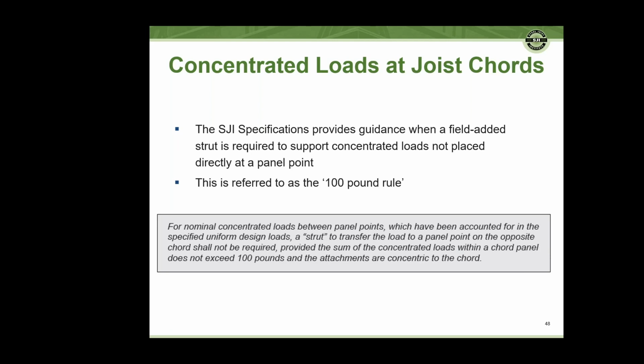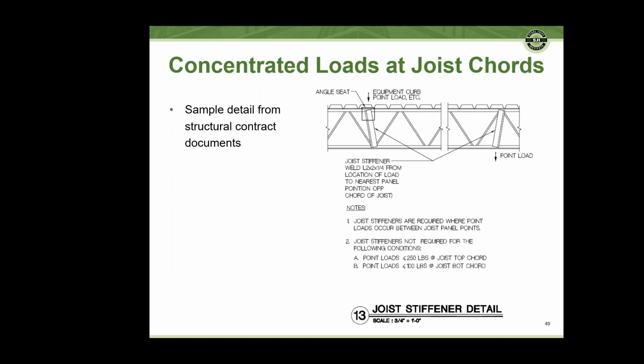The SJI does provide guidance on the concentrated load not placed at a panel point, of what magnitude load then requires a strut. So we call that the 100-pound rule, and on the screen are excerpts straight from the SJI specification for nominal concentrated loads between panel points which have been accounted for in the specified uniform design loads. A strut to transfer the load to a panel point on the opposite chord shall not be required, provided the sum of the concentrated loads within a chord panel does not exceed 100 pounds and the attachments are concentric to the chord. So they're saying that limit is 100 pounds, but that's just guidance from the SJI with the 100-pound rule.